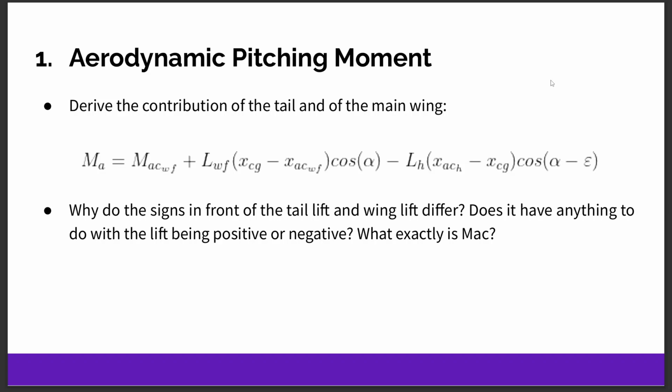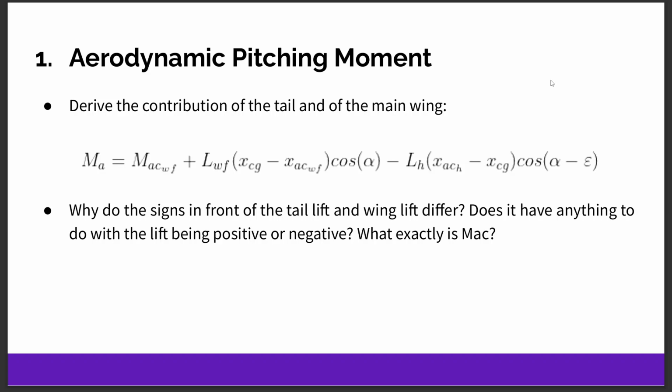So now the question is, why do we have a plus in front of MAC, a plus in front of the lift for the wing, and a minus in front of the lift for the tail? Does it have to do with the lift being positive or negative? And actually it does not. So MAC for a standard wing with positive camber is actually negative. So that is a negative contribution or a nose down contribution. The plus in front of it is actually simply about adding.